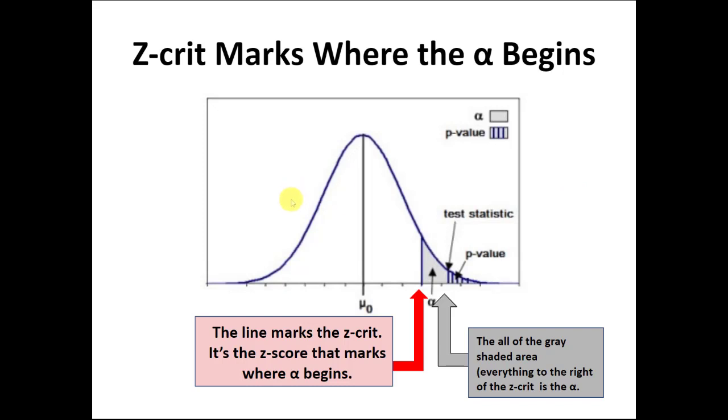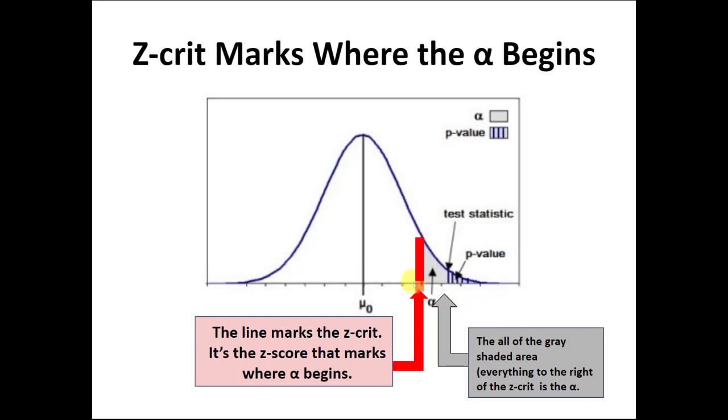So here I have a one-tailed test. Notice that whatever hypothesis this was, this line right here is going to be the z-crit. And it's the z-score that marks where the alpha begins. The gray is the proportion of the curve, the percent of the curve that marks your alpha. So if you have a 5% alpha, the gray is 5% of your curve. If you have a 10% alpha, the gray is 10% of your curve.